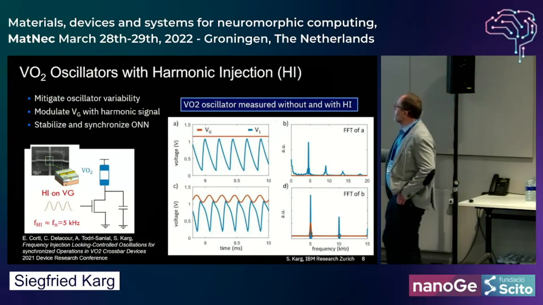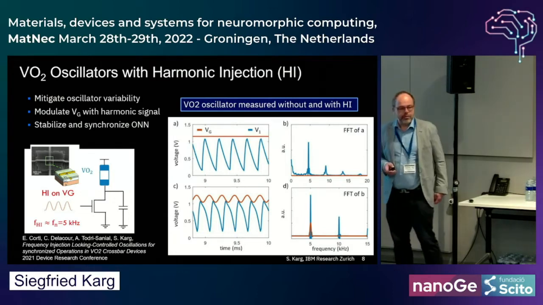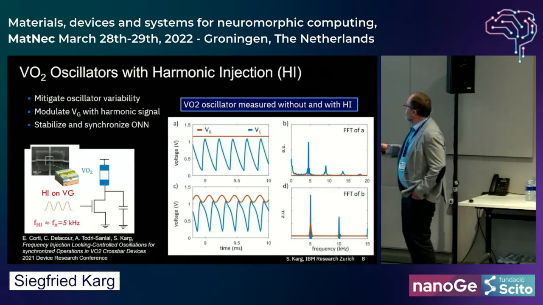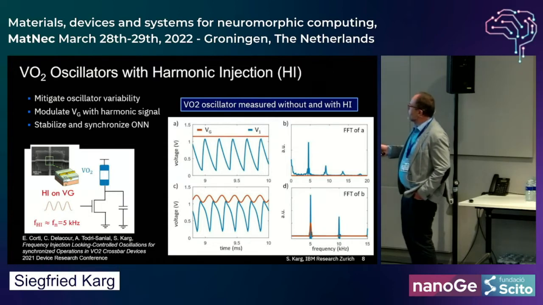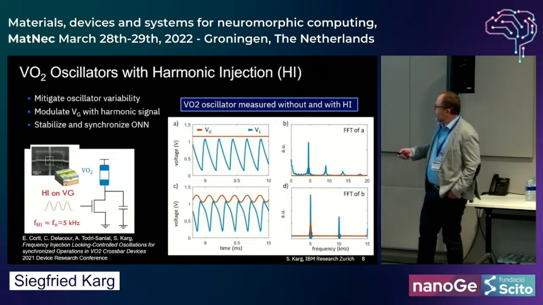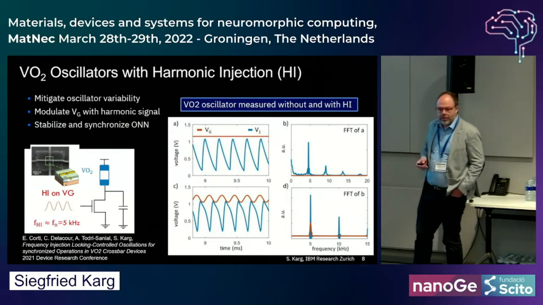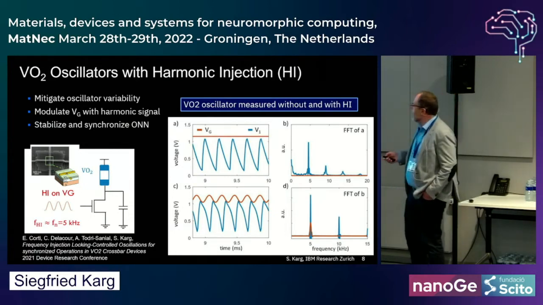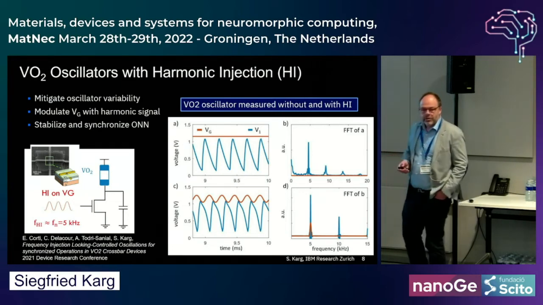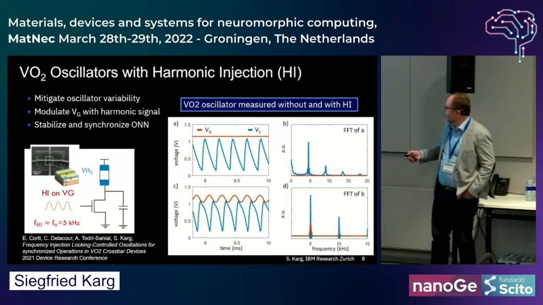So what we do here is, if we apply a constant gate, so we have a constant resistance, we have the oscillations of our circuit. And if you do an FFT, you find that the natural frequency of this particular oscillator is a little bit less than 5 kilohertz. Now we superimpose on the gate voltage a 5 kilohertz oscillation. And you see that from the pattern of the oscillation, the vanadium oxide oscillator reacts to that. It changes the form a little bit.